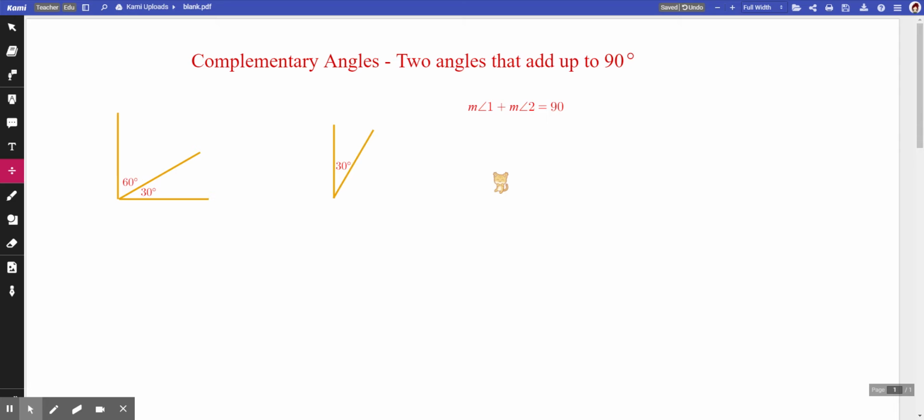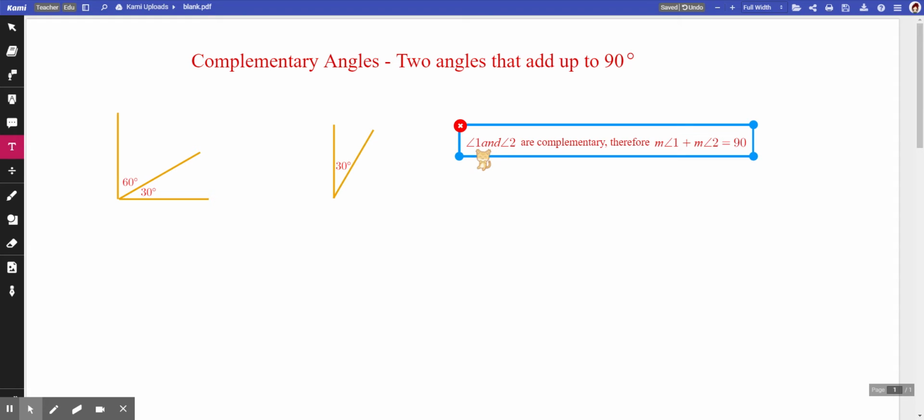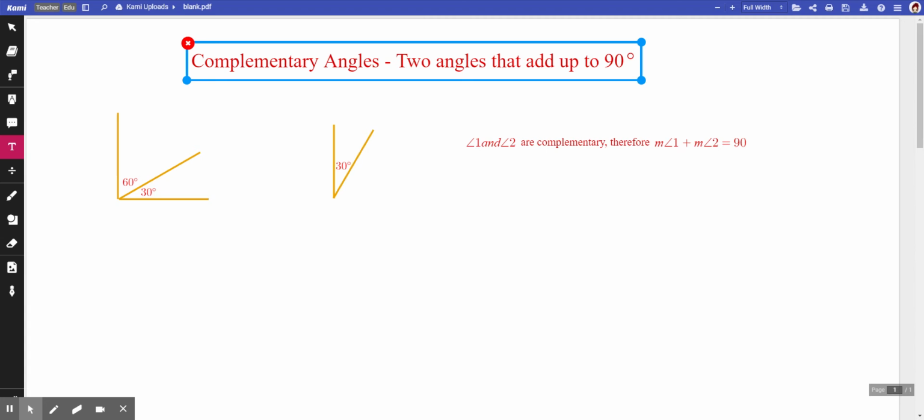When you use the definition of complementary angles in a proof, usually you're swapping between a statement that says angle 1 and angle 2 are complementary, and your next statement would be the measure of angle 1 plus the measure of angle 2 equals 90 degrees, or the other way around. Either direction, your reason is going to be definition of complementary angles.